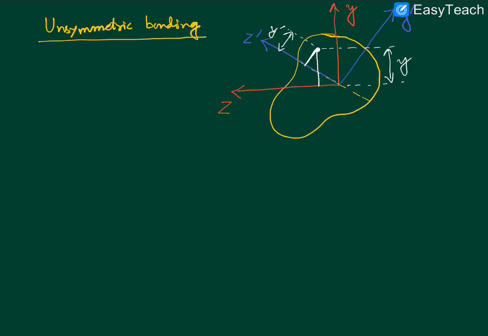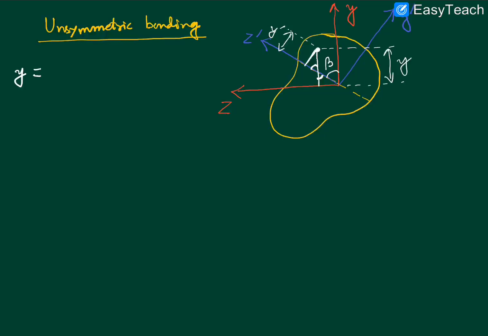Now what I will do is denote the angle between Z dash and Y by beta. So this angle will be beta. If that is beta, this will also be beta, this will also be beta. Okay, so what I want to do right now is to represent my y in terms of y dash and z.